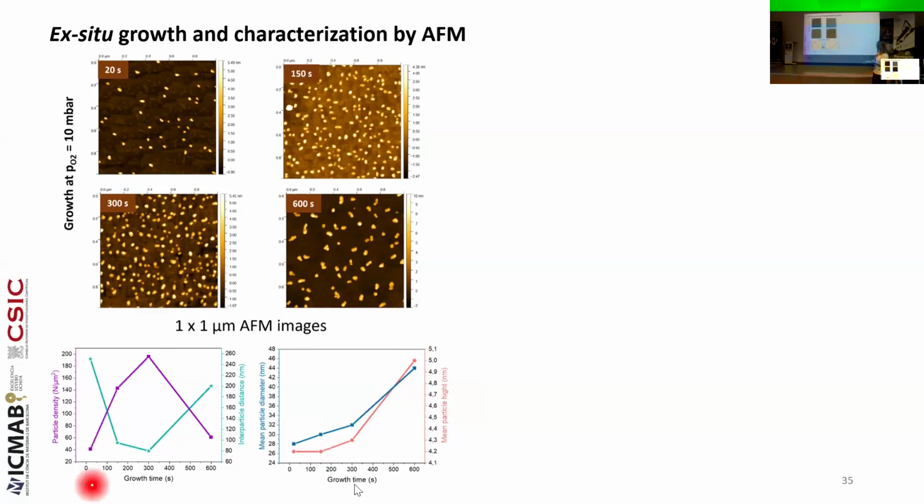And as you can observe, at the beginning, we can see that the particle density increases until some point. Here it's 5 minutes, and then decreases after 10 minutes. And this is inversely correlated with the interparticle distances as expected. And of course, the mean particle diameter and particle height are steadily increasing throughout the time.